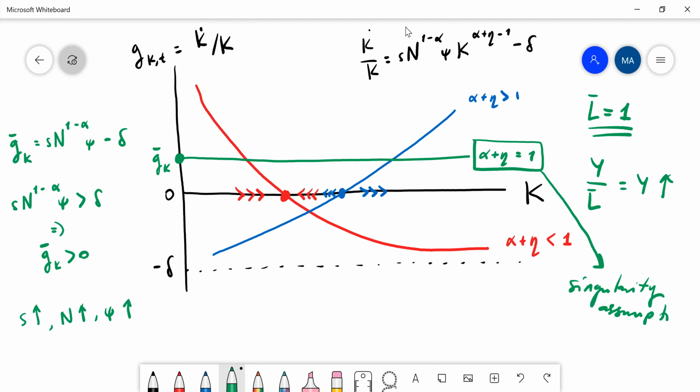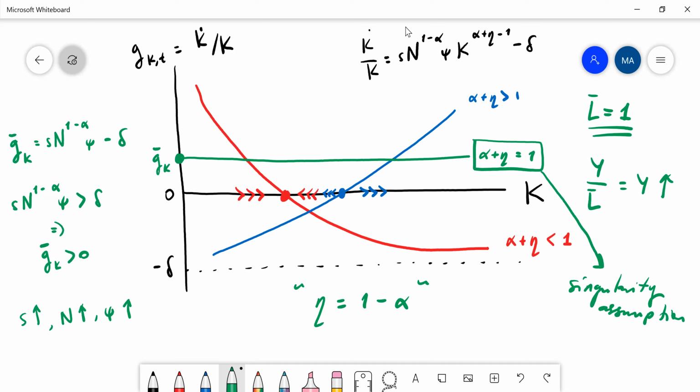What do I mean by singularity assumption? Well, alpha or eta must be equal to exactly 1 minus alpha. But these two parameters are totally different things, about totally different mechanisms. Alpha is about how capital stock is important for output. Eta is about how capital stock is important for knowledge. So these two are entirely different mechanisms.